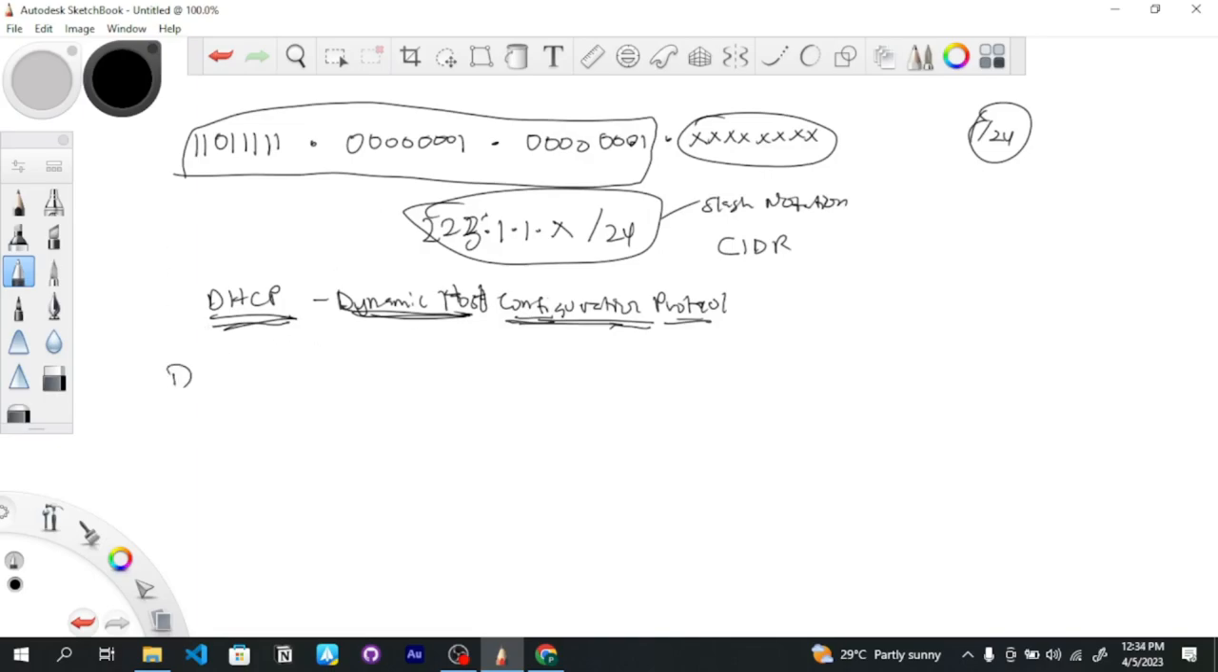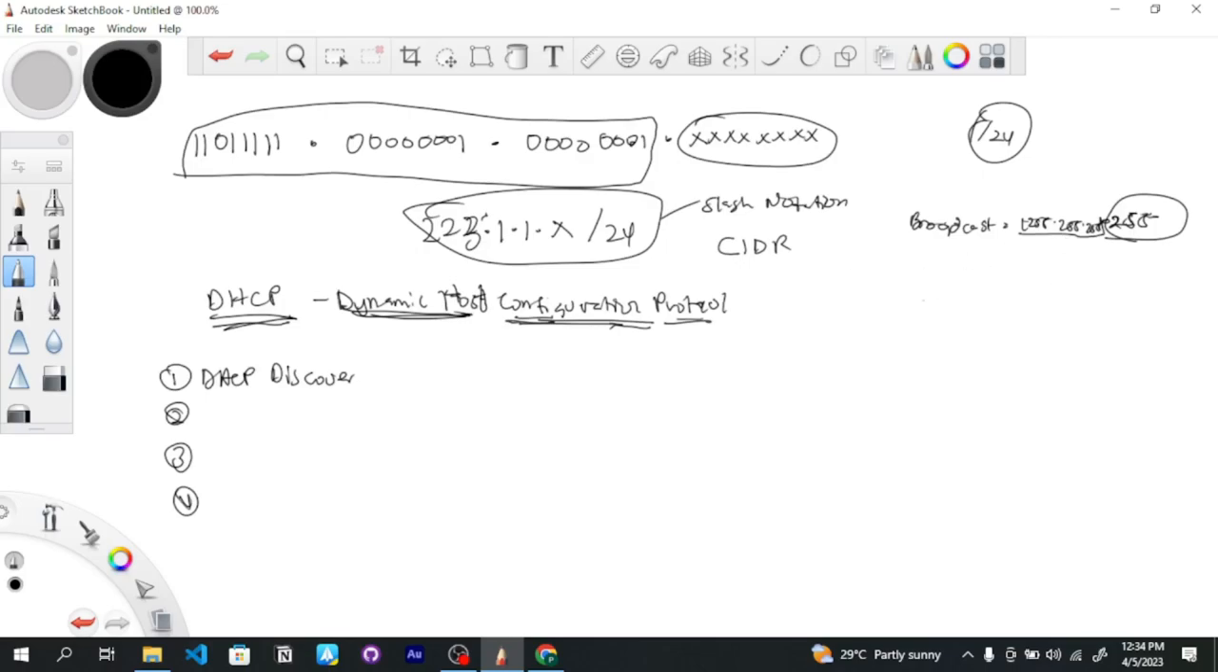We'll make it very simple. There are just four steps. Number one is called the DHCP discover message. When we talk about IP addresses, you get to know what is called a broadcast address. A broadcast address is an address that ends in 255. We don't care what happens in the beginning, but it ends in 255. When all of it is 255, it's called a limited broadcast.